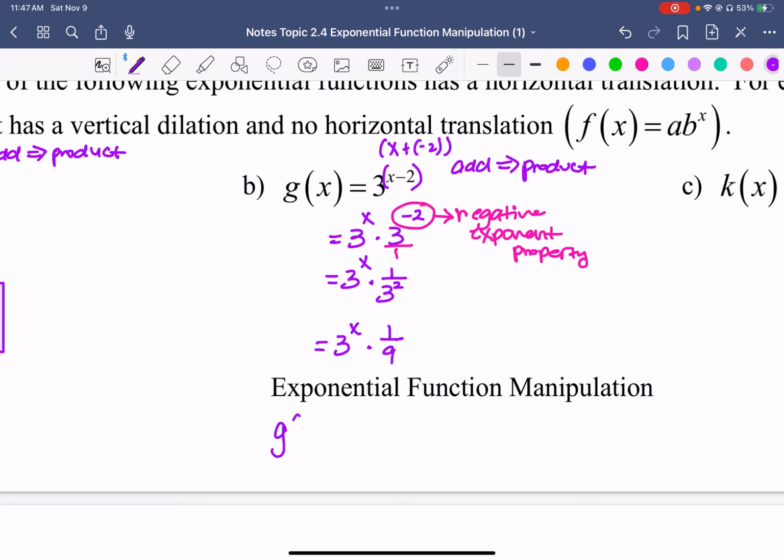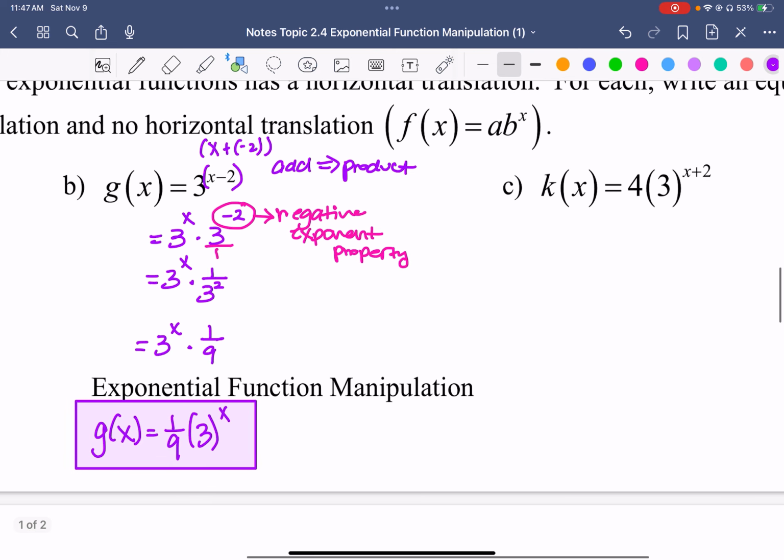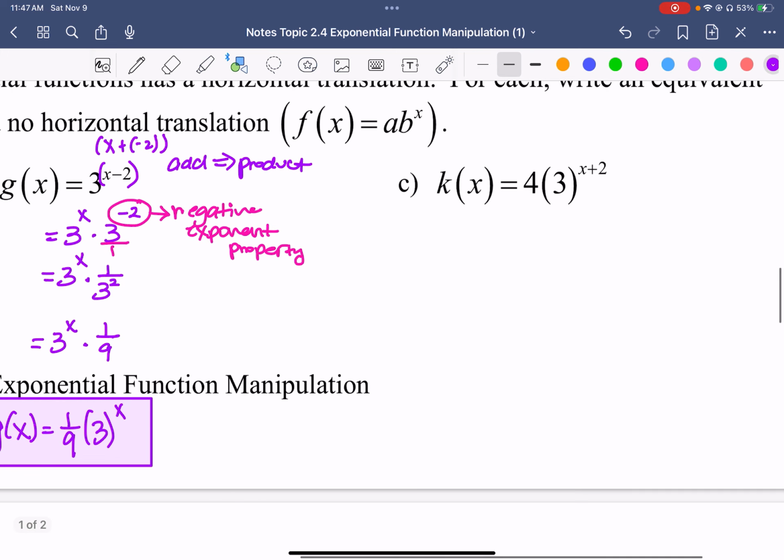So my final answer would be g of x. I'm going to bring the vertical dilation to the front. My base is 3, and I'm raising it to the power of x. So that is the final answer. We have a vertical dilation of 1 over 9. Now let's do letter C.